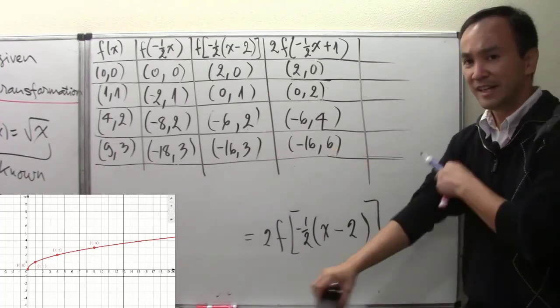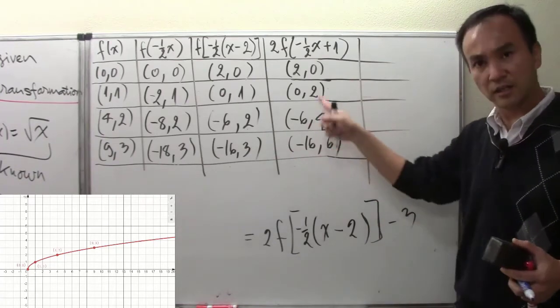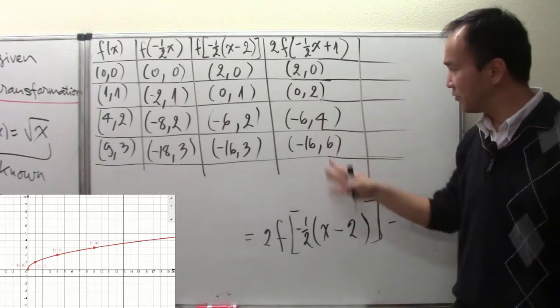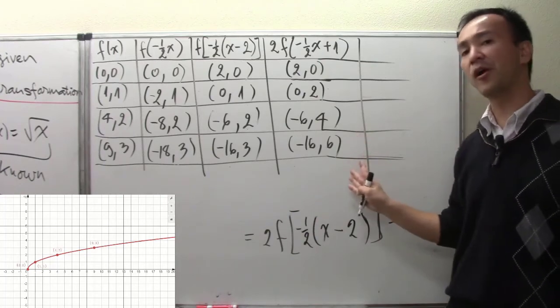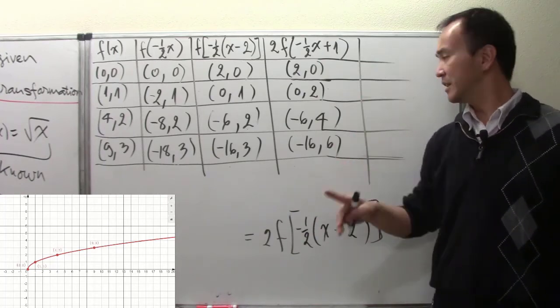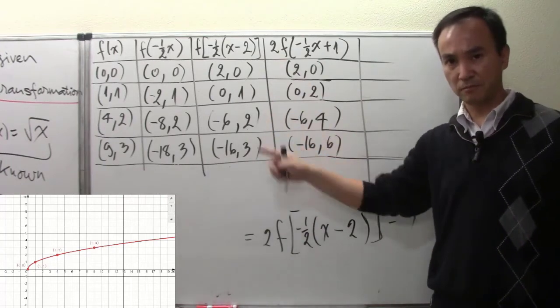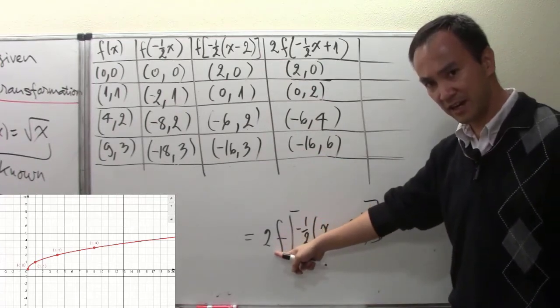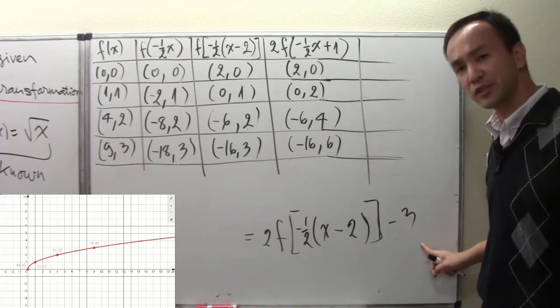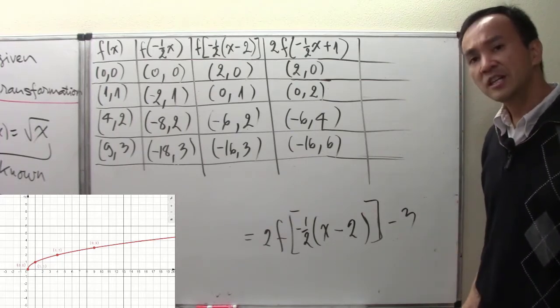All right, and so now, at this point, I'm done with the vertical scaling. I have applied that vertical scaling on all of my guiding points from the preceding step. And so now that's taken care of. Let's now move on to the last transformation, the vertical shift.